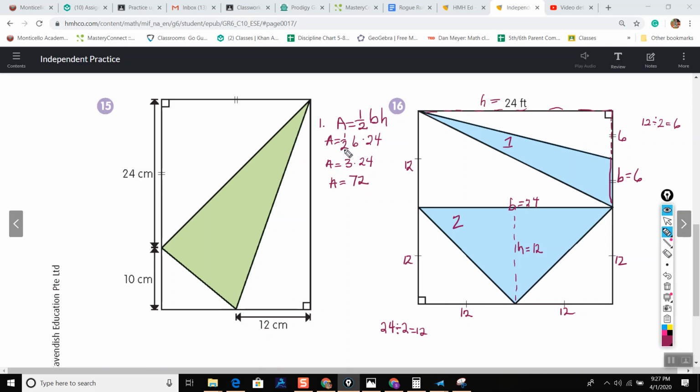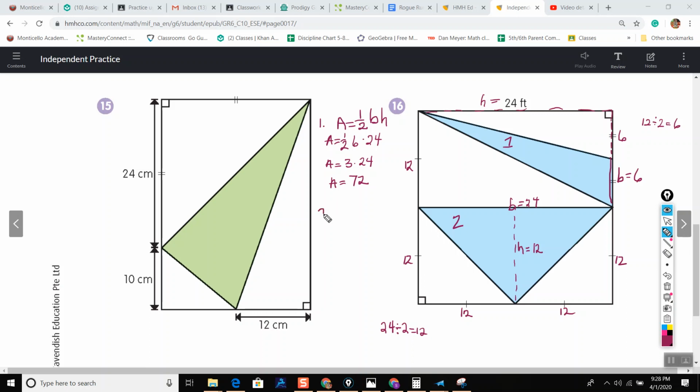Okay, I could also have taken half of 24 and gotten 12 and done 6 times 12 and also gotten 72. Multiplication is amazing, right? It works no matter which way you do it. You can move those numbers around, do them in any order.